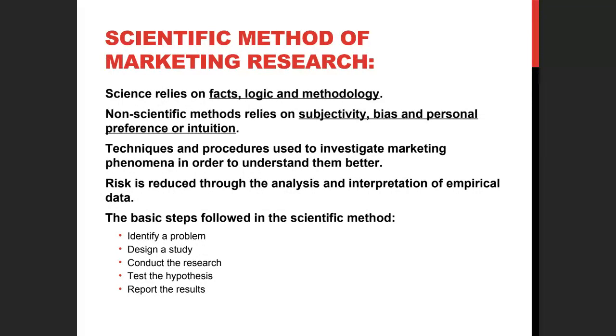Then this basically explains the application of science in research, techniques that will be used, and that risk is reduced through analysis and interpretation of empirical data. But what is more important on this slide are the basic steps followed in scientific research. One needs to be able to identify a problem. As I said earlier, research may be conducted to solve a problem or to identify a problem. So you need to be in a position to identify it. Even if you want to solve it, you must at least have identified it.